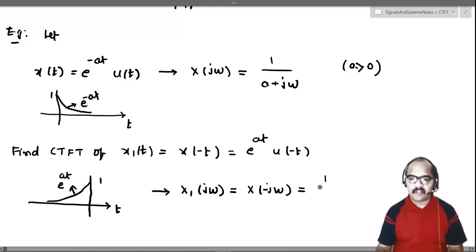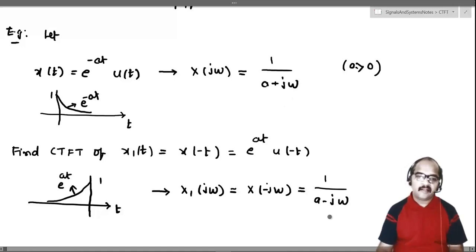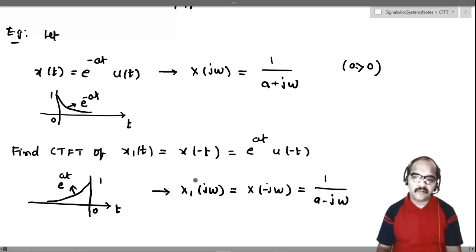So definitely, wherever there is omega, replace it with minus omega. You will get 1 by a minus j omega as the Fourier transform. You remember these signals. This is the first example which we have seen, and this is the second example we have seen. But what did we do there? We directly got the Fourier transforms from the analysis equation. So you can get the equation of the second signal from the first signal itself by using the time reversal property.